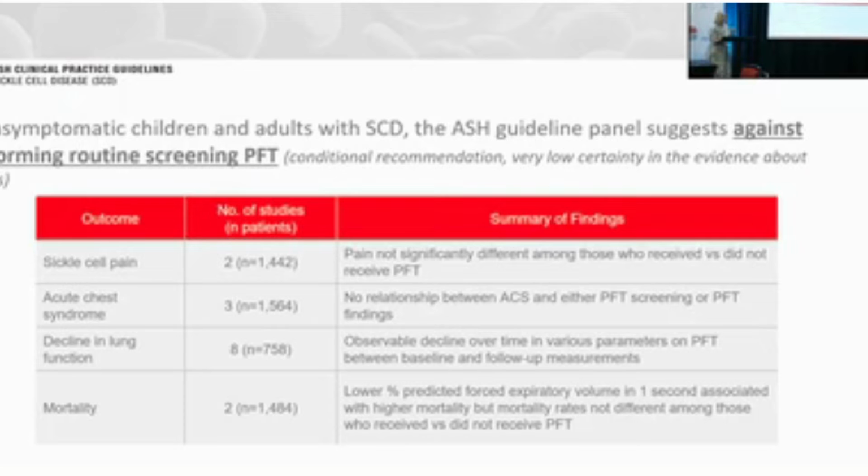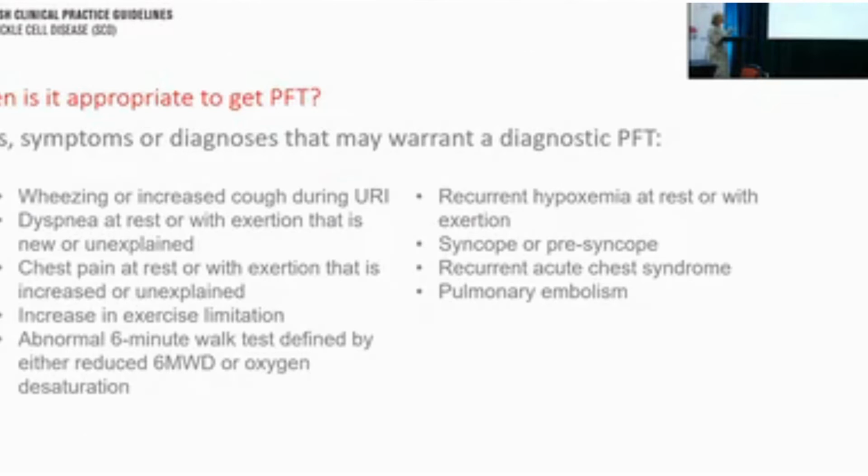Similarly for pulmonary function tests, this was also in our long list of things that we used to order on many patients. Again, the recommendation is to not perform these tests routinely, because there wasn't really a good link. If we found reduced lung function, it didn't necessarily correlate with increased pain, increased chest crisis, or a decline in lung function. So we have to ask ourselves, why are we making everyone do this test? And what if we find something, put someone on treatment, but then don't actually improve their outcome?